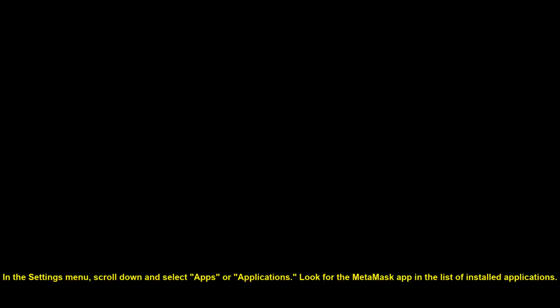In the Settings menu, scroll down and select Apps or Applications. Look for the MetaMask app in the list of installed applications. Tap on the MetaMask app to open its details page. On this page, you will see an option to uninstall. Tap Uninstall and then confirm the action when prompted. The app will be removed from your device. That's it. You've successfully uninstalled the MetaMask app from your Android device.